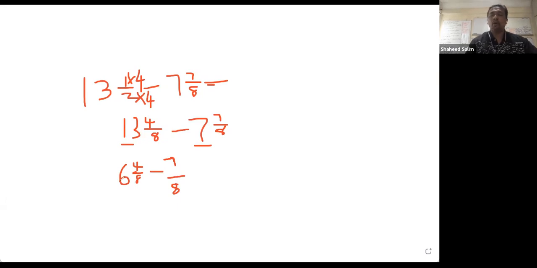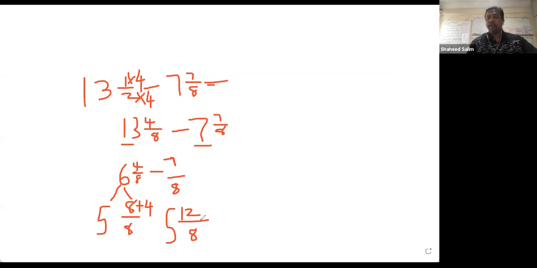So now we got to borrow 1 whole from here. 1 whole is 8 over 8. And your balance is 5. But there's a remainder of 4 down here. So you put down here. Hold on, 4 down here. So 8 plus 4 is 12 over 8. This is 5 over 8 minus 7 over 8. What do you get? 12 minus 7 is how many? 5 over 8.